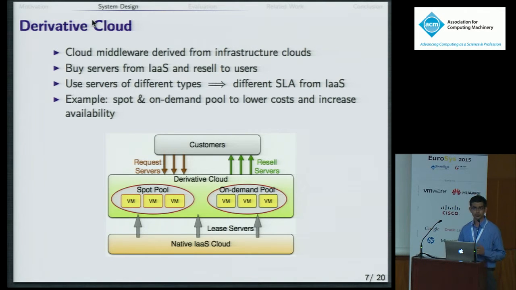An important notion in a derivative cloud is that of a server pool, which is simply a collection of servers of one type. So by combining different server pools, a derivative cloud can create new abstractions of servers and offer them to users. Note that these servers may not actually exist. For example, we can combine the spot pool and the on-demand pool to present a new type of server which has the low cost of the spot servers and the non-revocable nature of the on-demand servers.